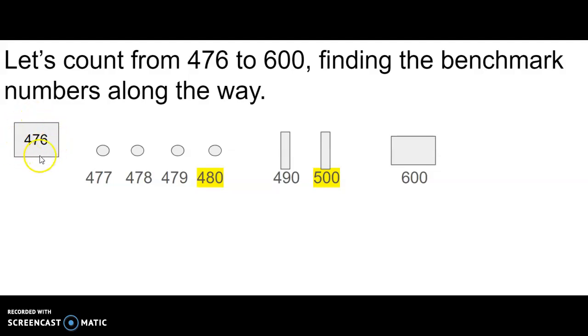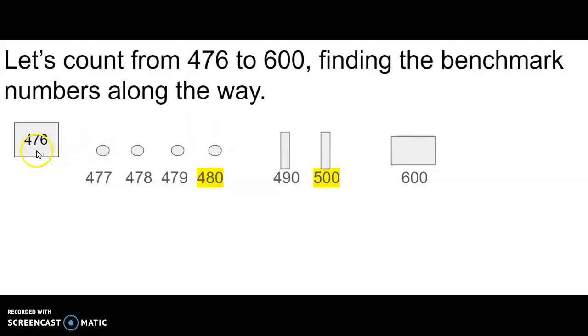I'm starting at 476, 477, 478, 479, 480. 480 is my next benchmark number. It's got a nice 0 in the ones place. Once I get to 480, I know I can start counting on tens until I get to the next 100. So I'm at 480. When I add on a 10, I get 490. And another 10 takes me to the next benchmark, which is 500. Once I've gotten to 500, all I need is a hundreds block, and I get to 600.